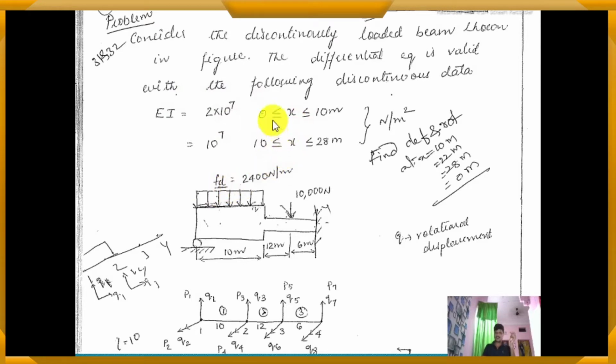is from 0 to 10. If the length is in that range, the value of EI should be taken as 2 into 10 power of 7. When it starts from 10 to 28, whatever the range from 10 to 28, in that case you have to select 10 power of 7 as the EI value.